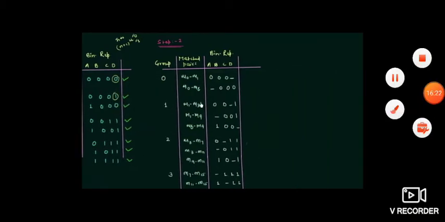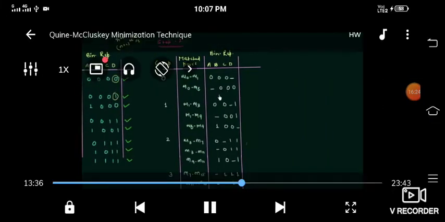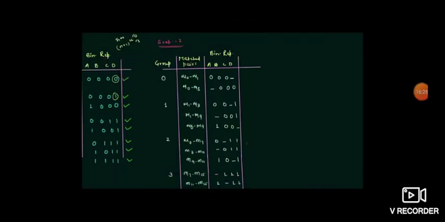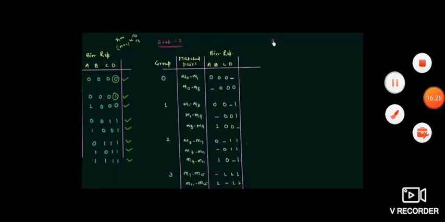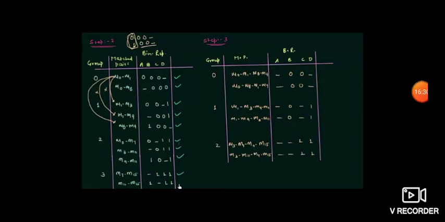This is the step 2. Again we are comparing, step 3 is also very important. Again we are designing the tabular form, group, matched pairs and binary representation. Here only one difference is there.